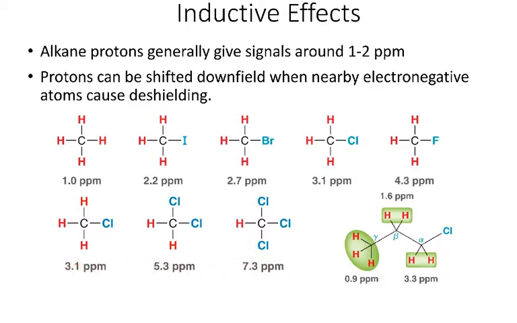Now, distance also plays a role. The closer the protons are to the electronegative atom, the greater the shift will be. So we get a shift of 3.3 for the hydrogens right next to the chlorine, and then the amount that the protons are de-shielded decreases, and so does the chemical shift.